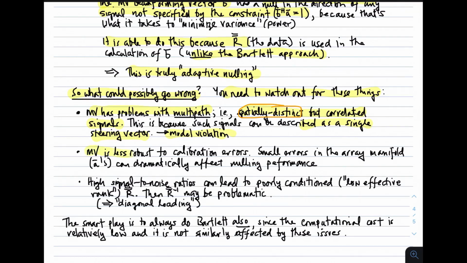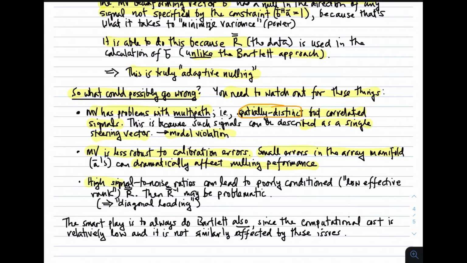Second, MV is generally less robust to calibration errors. So, for example, small errors in the array manifold, small errors in the steering vectors can dramatically affect the nulling performance. By the way, this is a problem that's shared by most systems that try to do nulling. If you don't give it an accurate model for the array, that is its element patterns and the element positions, it will typically have a hard time putting the nulls in the right place.